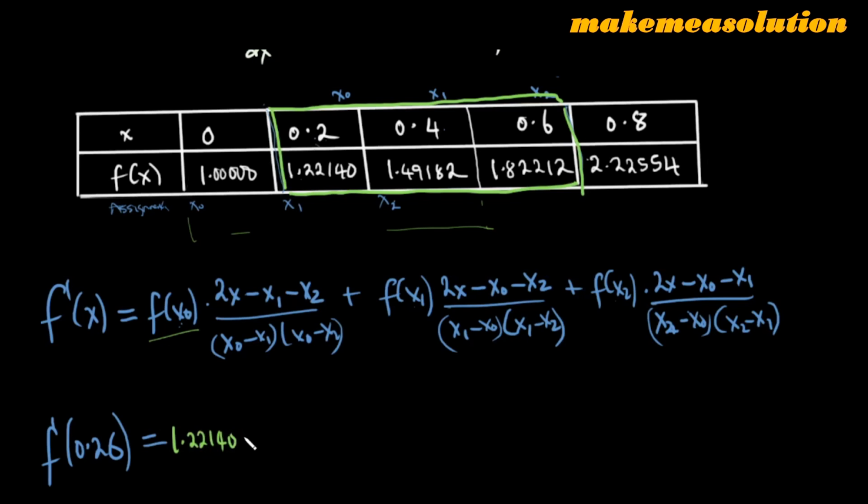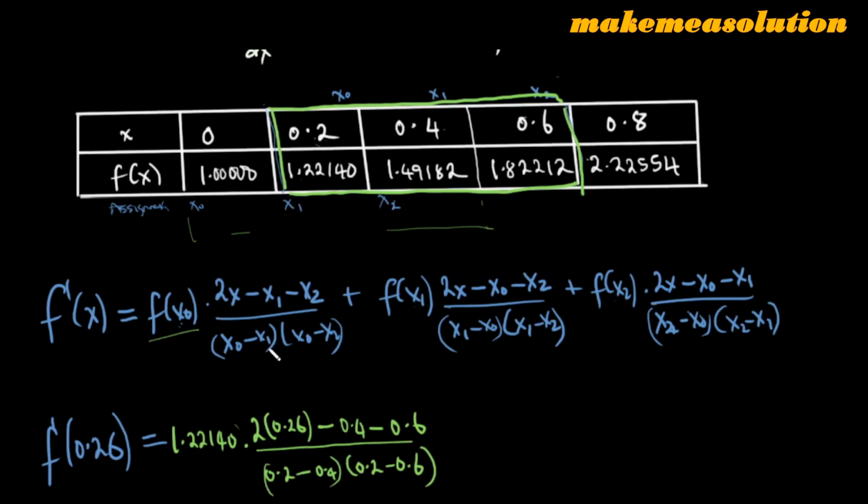1.22140, then multiplied by 2 into 0.26 minus. So you could just easily use your calculator to set this up. I'm just going to write it so that you understand what is happening. So my x1 is 0.4 minus my x2 is 0.6, and divided by x naught is 0.2 minus 0.4, you now have 0.2 minus 0.6. So this is for this term. Okay, then plus my f of x1.